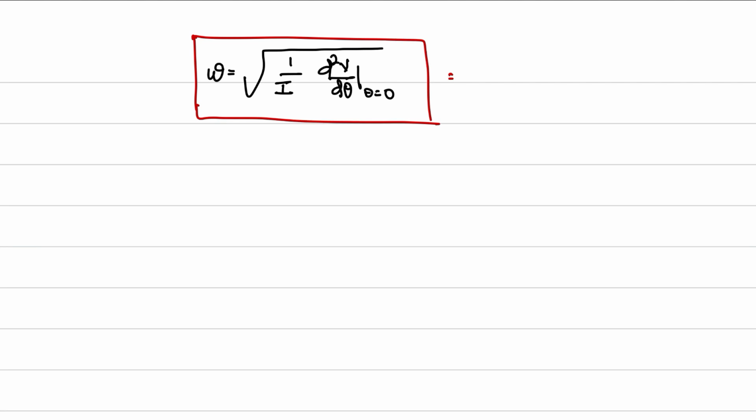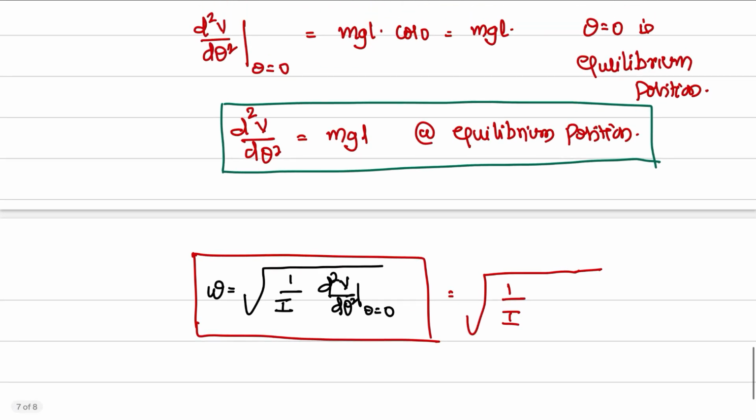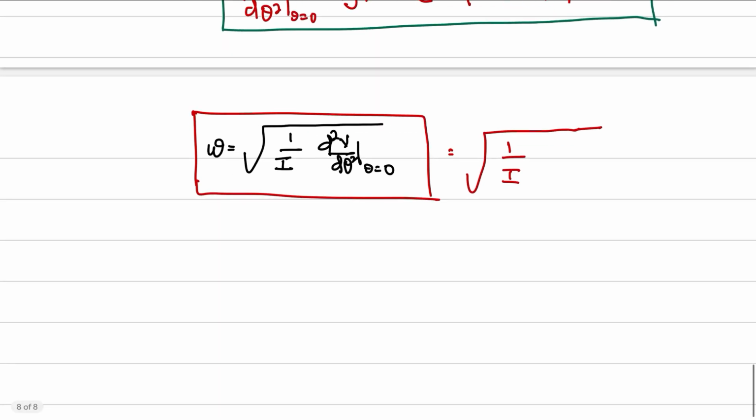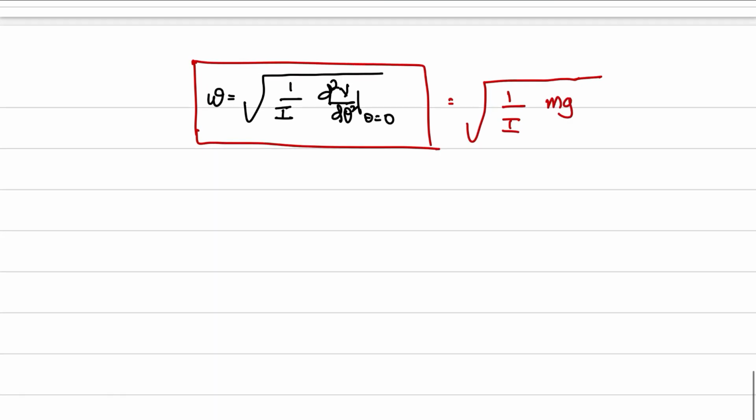That is equal to square root of 1 divided by I, d square V by d theta square. What is the value? It is mgl at theta is equal to 0. Can I replace this value with mgl? That implies omega is equal to square root of mgl by I.